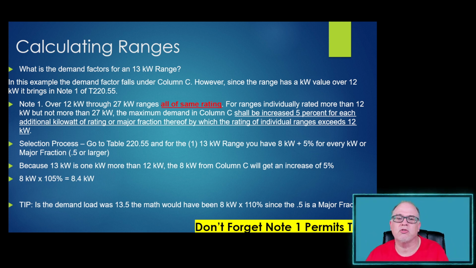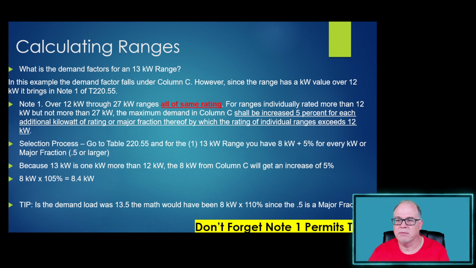So go to Table 220.55. Now, we have one 13 kW range. It says to increase the maximum demand in column C by 5% for every kilowatt that exceeds 12. Well, how many exceeds 12? It exceeds 12 by 1 kW because 12 to 13 is 1 kW. So note 1 tells us to increase that 5%. So we have to increase the 8 kW, which is the maximum demand in that table, by 5%.